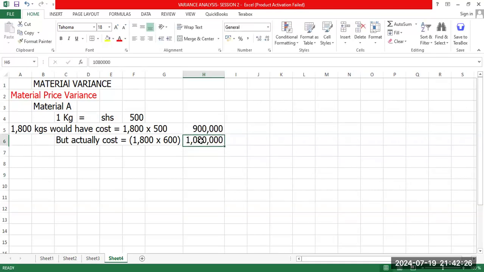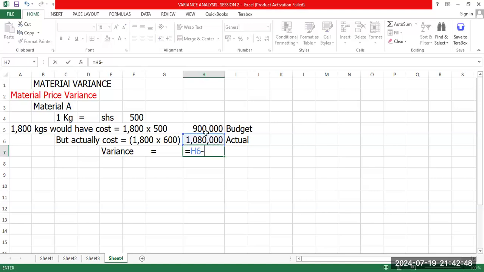Perfect. So the question is, the variance that you have, is it favorable or adverse? This is like your budget. This is the actual. So the difference you have is adverse because you incurred more compared to what you had initially budgeted to spend. This is adverse.